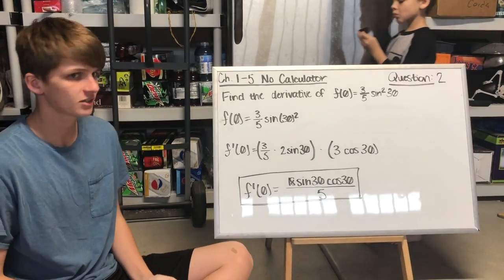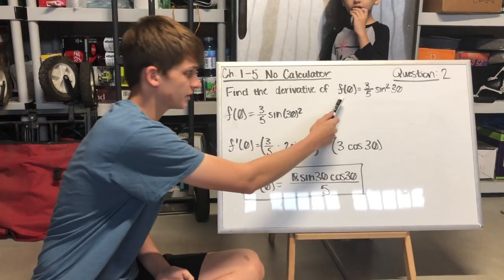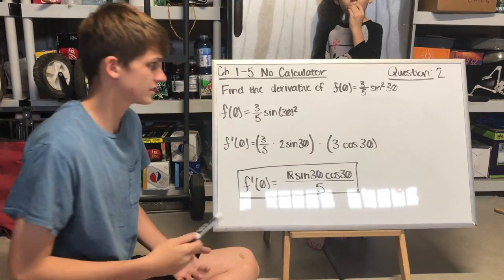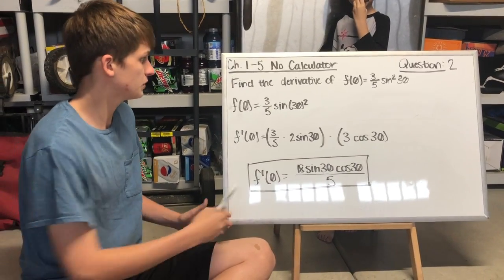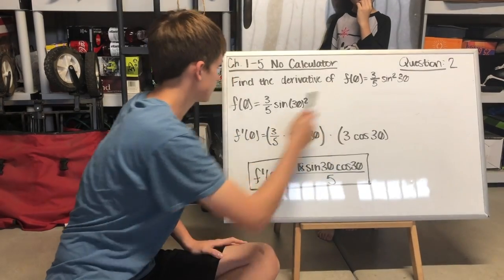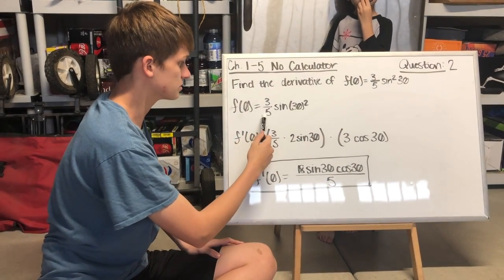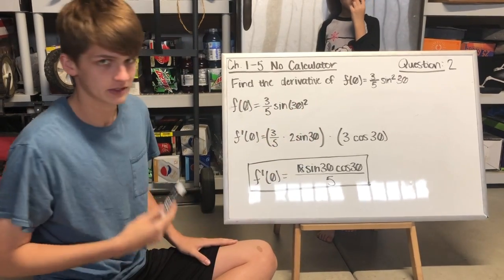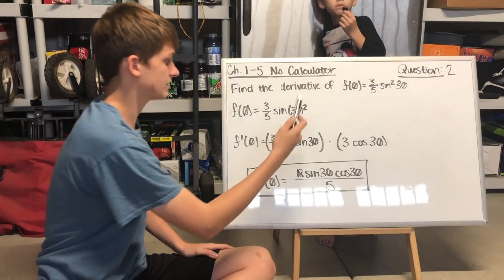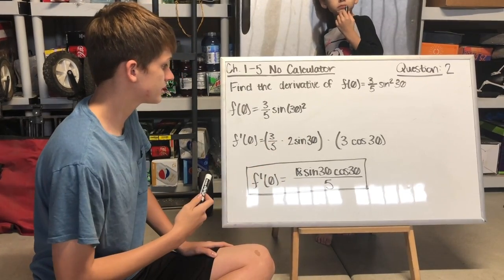Alright, so for our second question, we have to find the derivative of f of theta equals 3/5 sine squared 3 theta. So for this one, it's really simple. We can rewrite this function as f of theta equals 3/5 sine in parentheses 3 theta squared. So this makes it easier to identify that we have to use the chain rule in this whole process.